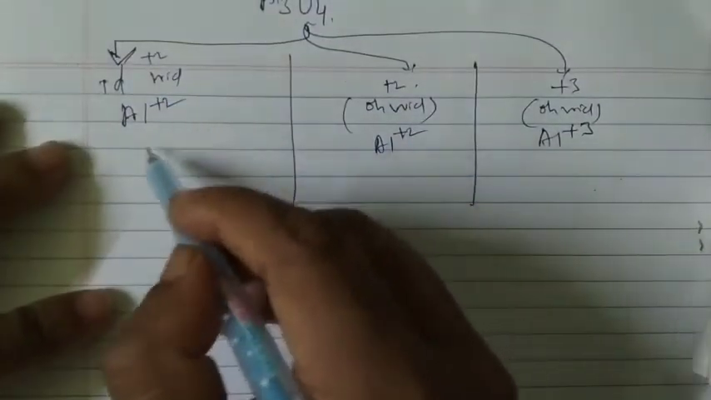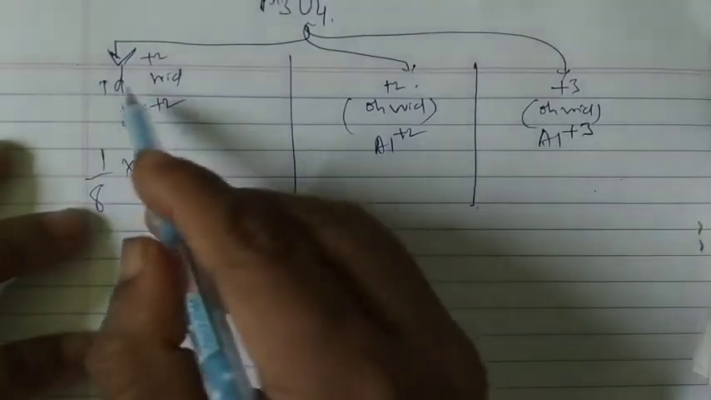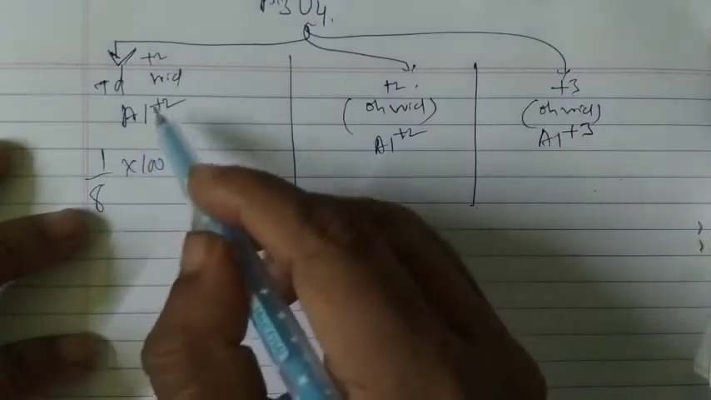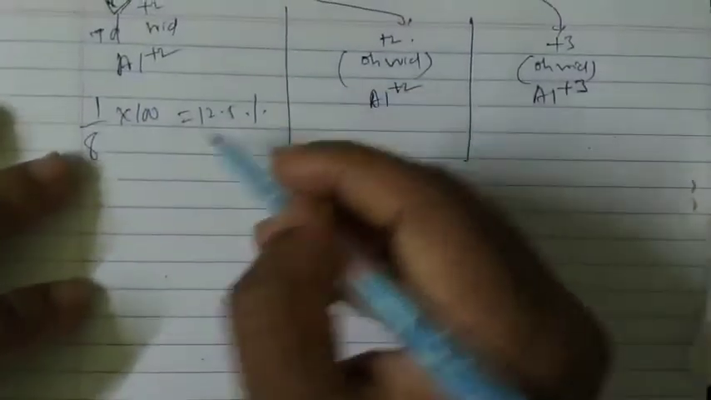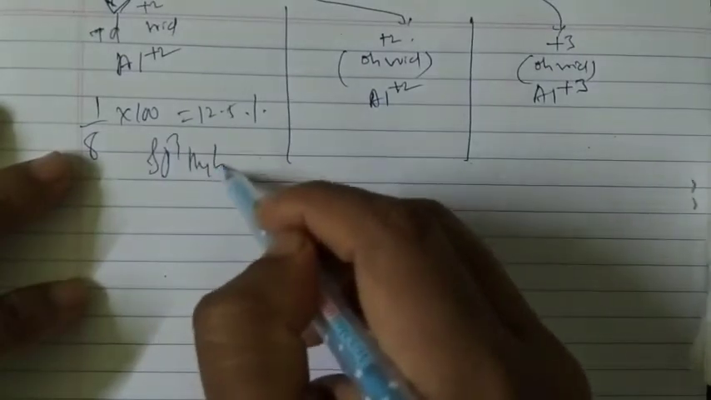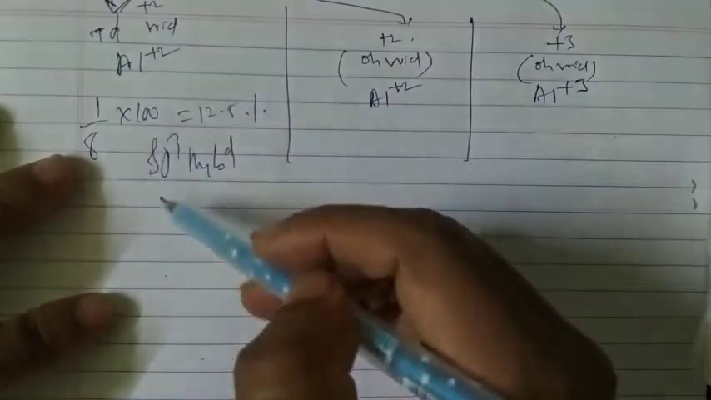Okay, so here, how many tetrahedral sites are there in the FCC arrangement? If you take 1/8 into 100 from the crystal, the tetrahedral sites are present in the FCC's corners. So you can see 12.5%. Okay, so this is sp3 hybridized. Always, sp3 hybridization will be there for the tetrahedral sites.